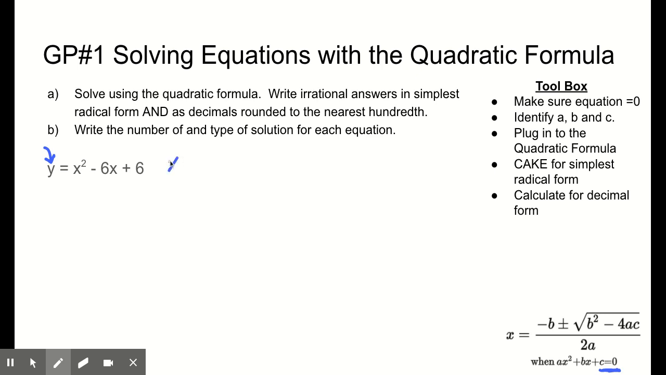So we're going to go ahead and rewrite it as x squared minus 6x plus 6 is equal to 0. We're solving for x-intercepts, and this is when y equals 0. Identify our a, b, and c values. A is equal to that invisible 1, b is equal to negative 6, and c is equal to positive 6. Go ahead and plug in to the quadratic formula. What I want you to do right now is pause the video and plug your numbers in, and let's see how you did.